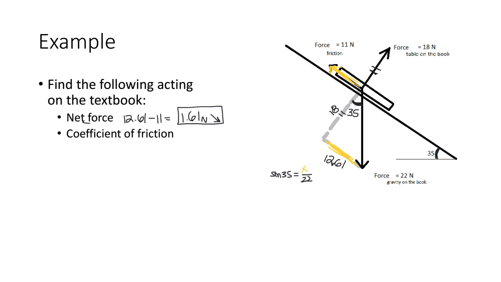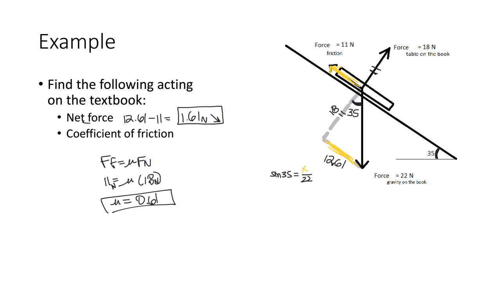Next, let's find our coefficient of friction. We know that force friction equals mu times force normal. That allows us to calculate a mu of 0.61. There's no units on mu because it is a Newton divided by a Newton, so the units cancel.